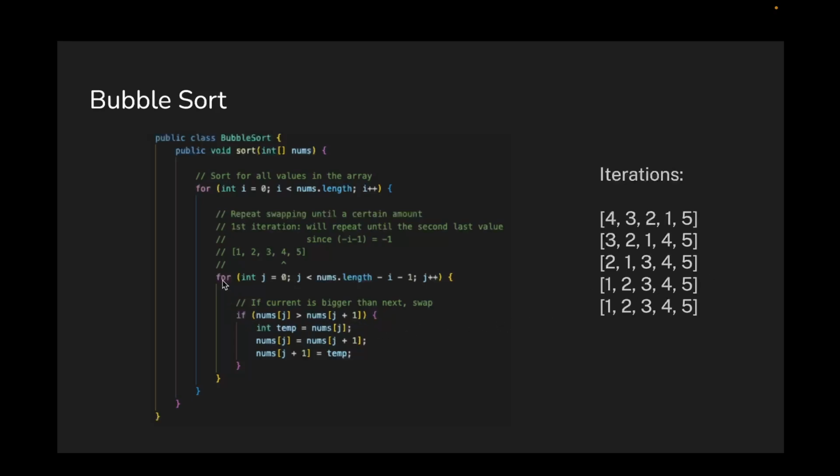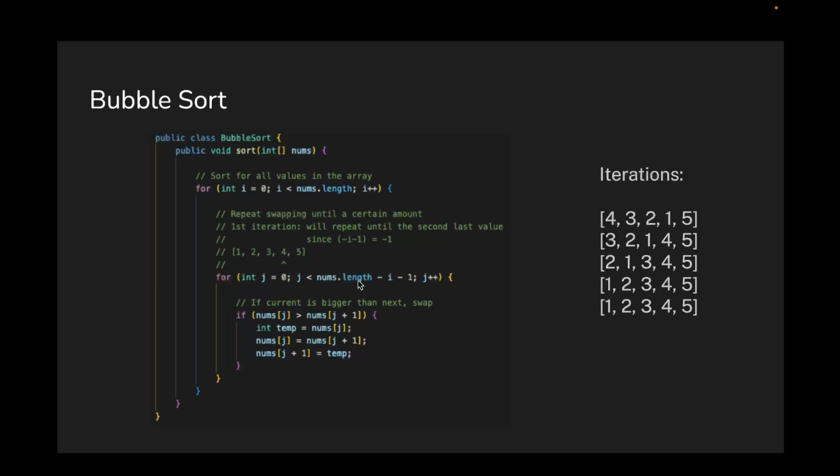So we're going to be repeating this for every value that we have. If the current value is bigger than the next, then we swap it. We're accessing the current value with j, and then we go through and check all of these values until the last one. So let's see what happens here. In the first iteration, we check all of these values, right?